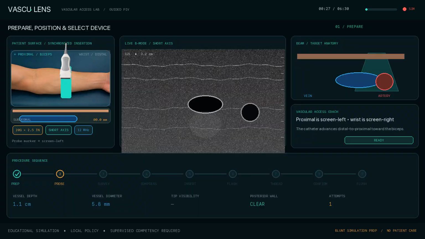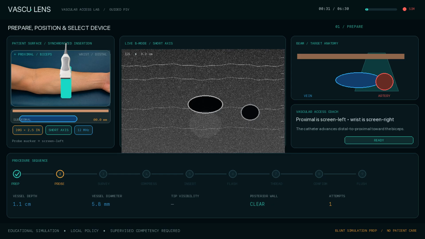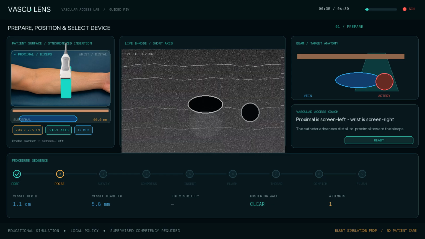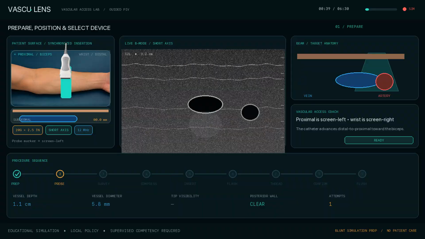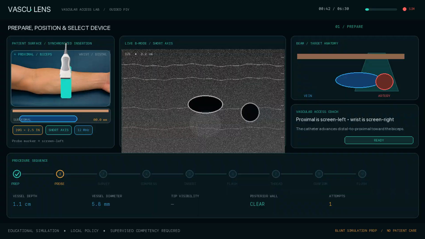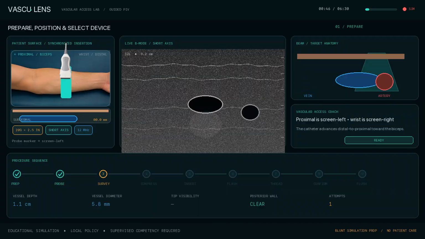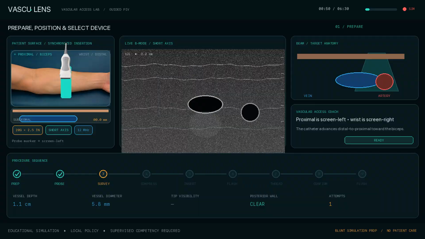Begin with the patient and the plan. Verify identity, indication, allergies, prescribed therapy, and whether a peripheral IV is the appropriate device. Explain the procedure, position the arm comfortably, perform hand hygiene, and assemble the equipment. In this simulation, the upper arm and biceps are screen left, and the wrist is screen right. The catheter will therefore advance from right to left, distal to proximal, toward the biceps.